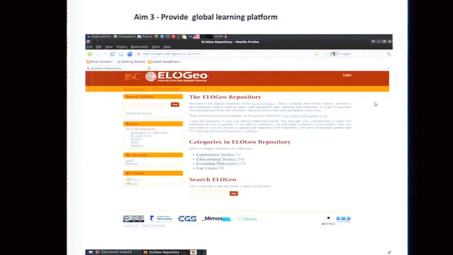This is the eLogio repository, so anybody can go and search for learning materials. There are a lot of learning materials, we are updating it, and lots more will be added in the future.